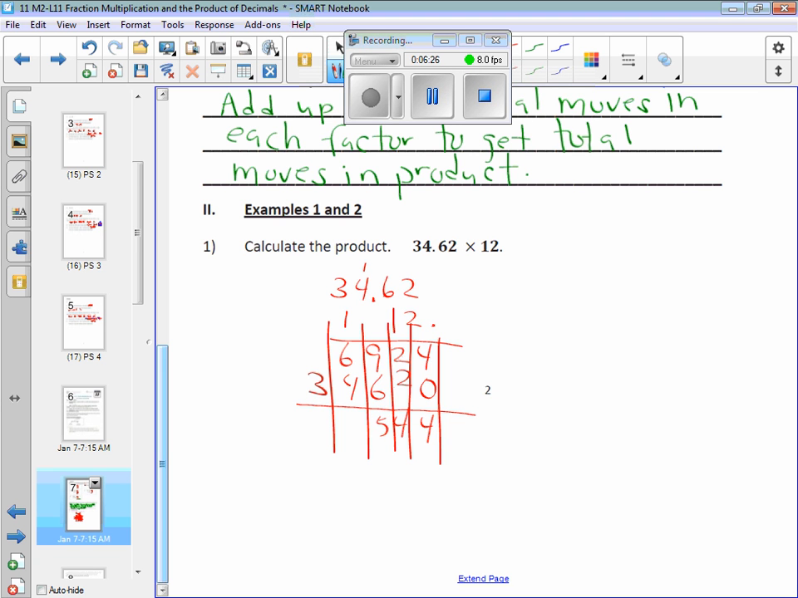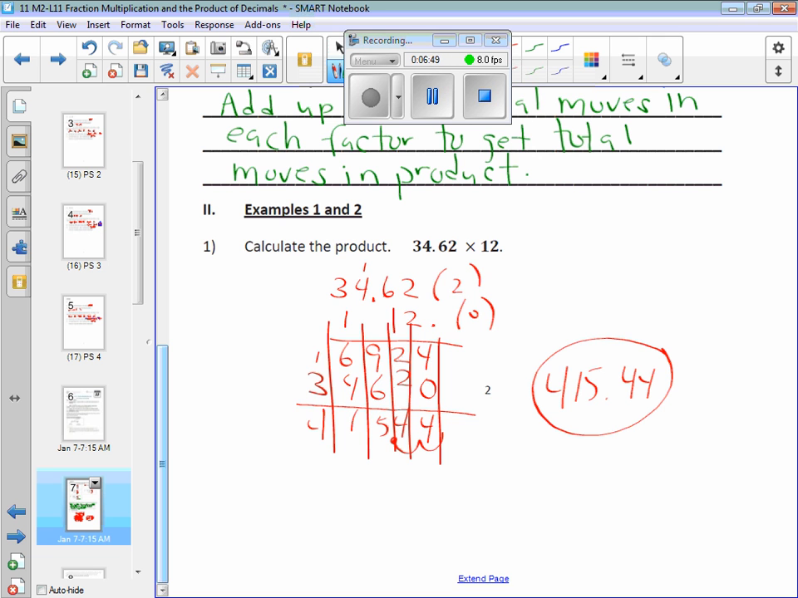Carry 1. 2 decimal places here, no decimal places here. And you move the decimal how much in the product? 1, 2. And you get 415 and 44 hundredths. Okay.